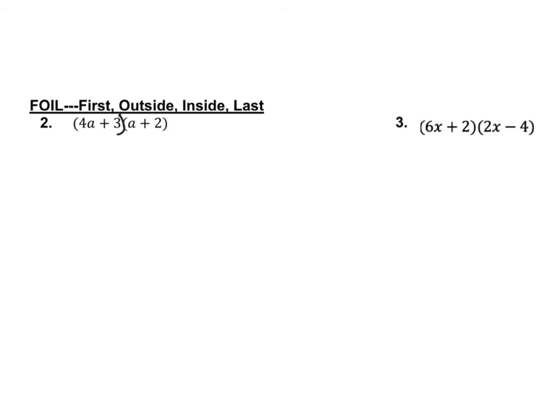All right, so let's go ahead and take a look at a method that we call the FOIL method. This one we're most specifically using when we have two binomials, two terms within each parentheses. And FOIL stands for the first, the outside, the inside, and then the last. Really it's just a horizontal method, but it's a way for us to keep track of the parts that we are multiplying.